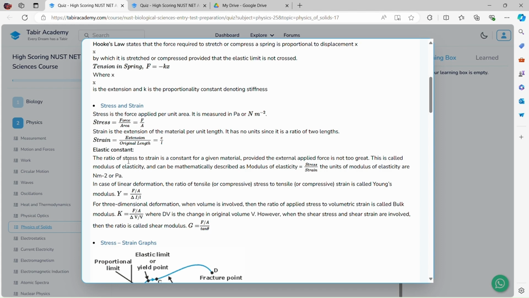Elastic constant. The ratio of stress to strain is a constant for a given material, provided the external applied force is not too great. This is called the modulus of elasticity and can be mathematically described as modulus of elasticity equals stress over strain. The units of modulus of elasticity are newtons per meter squared or pascals.